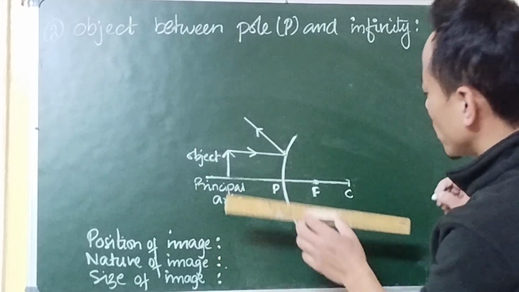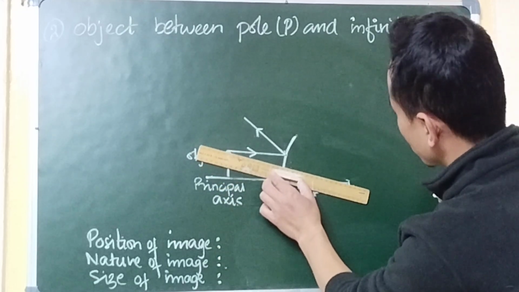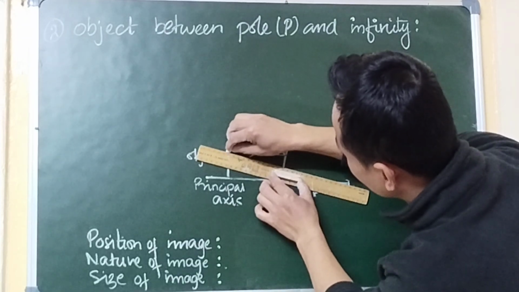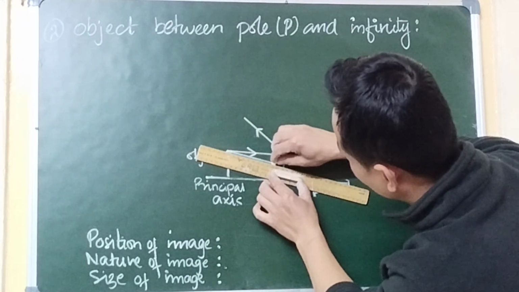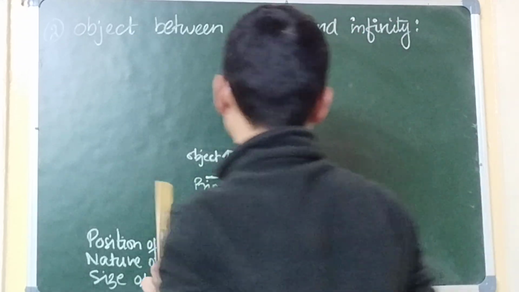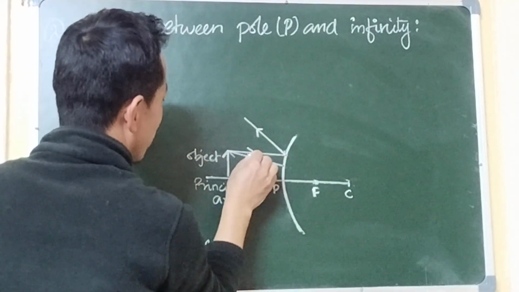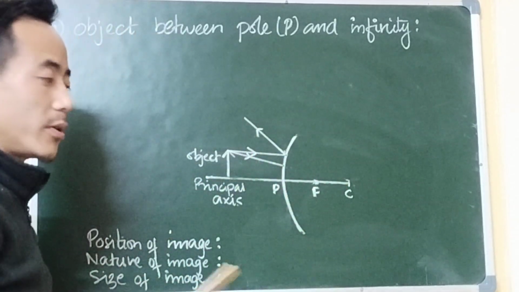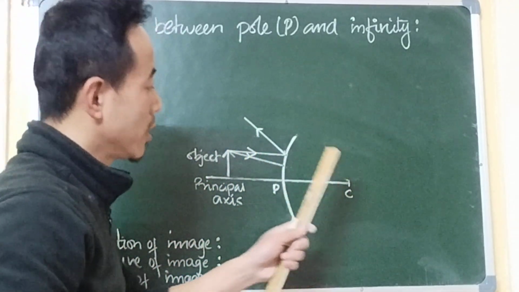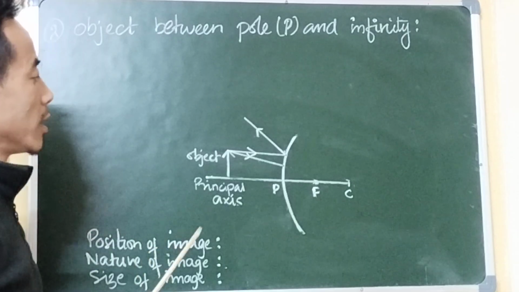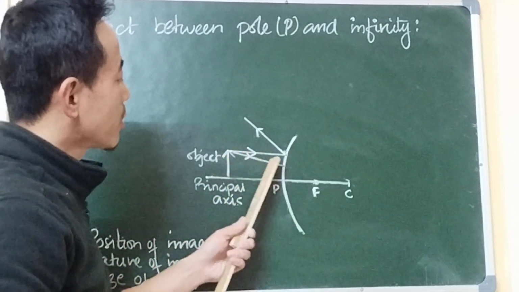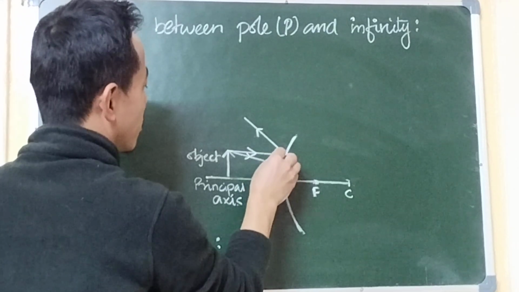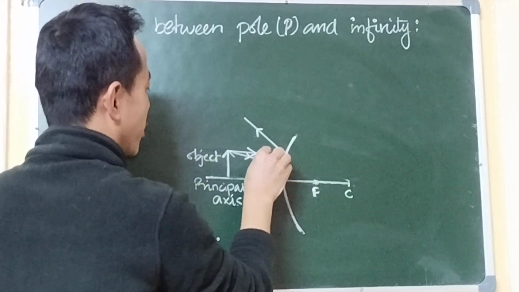So let's draw another incident ray which is going towards the center of curvature. Here, if you use a sharp pencil, then the diagram will look better. So here we have the second incident ray, and this second incident ray is going towards the center of curvature. If you draw the line continuously, it will reach the center of curvature C. Now the rule says if the incident ray is going towards the center of curvature, then the reflected ray will retrace the path. So the reflected ray will move in this direction.